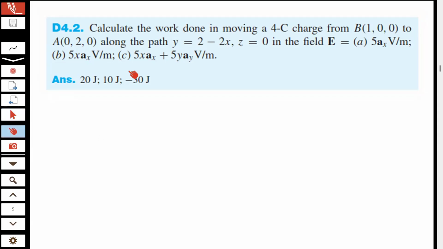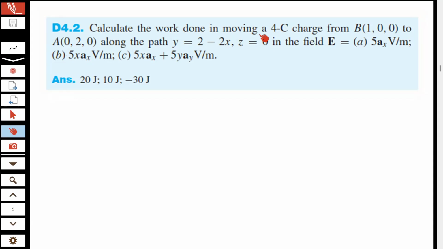Hello everyone. In this video, we will be solving the numerical problem based on work done calculation. Here in this question, we are asked to find the work done in moving the charge of 4 coulomb from initial position B with coordinates 1, 0, 0 to the final position A, 0, 2, 0.